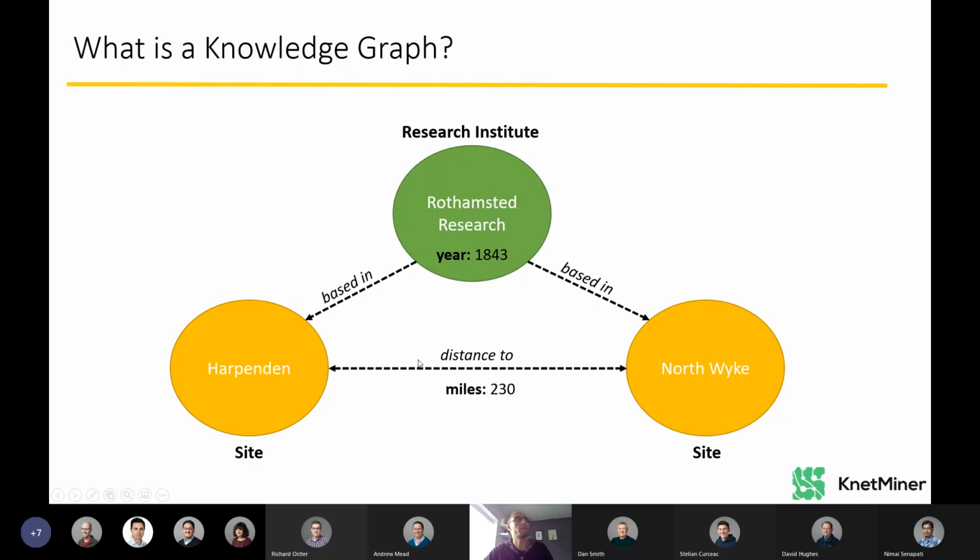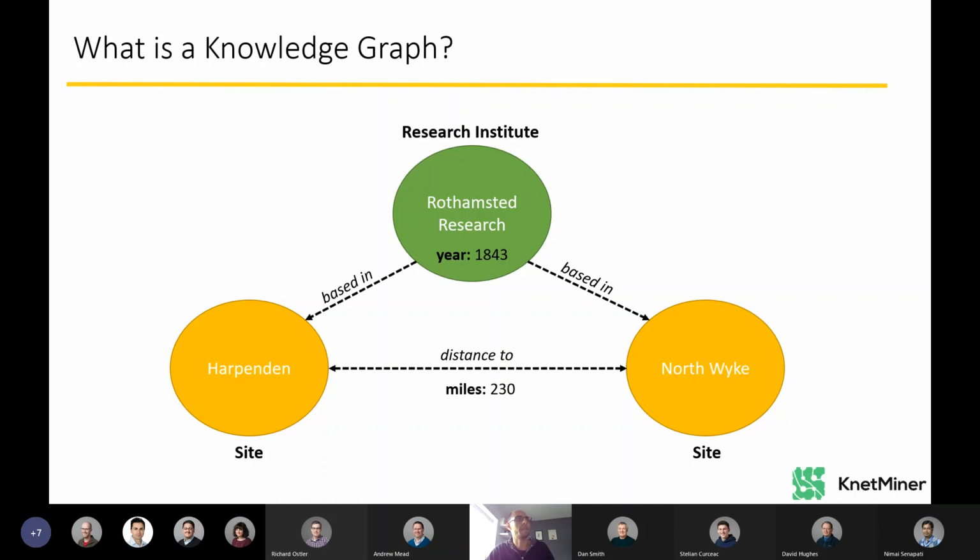The last bit about knowledge graphs is that every node and edge can have a property. So we've got 2 properties in this model: a year property and a miles property on these specific relationships. So this is what we call a knowledge graph or a labeled property graph.